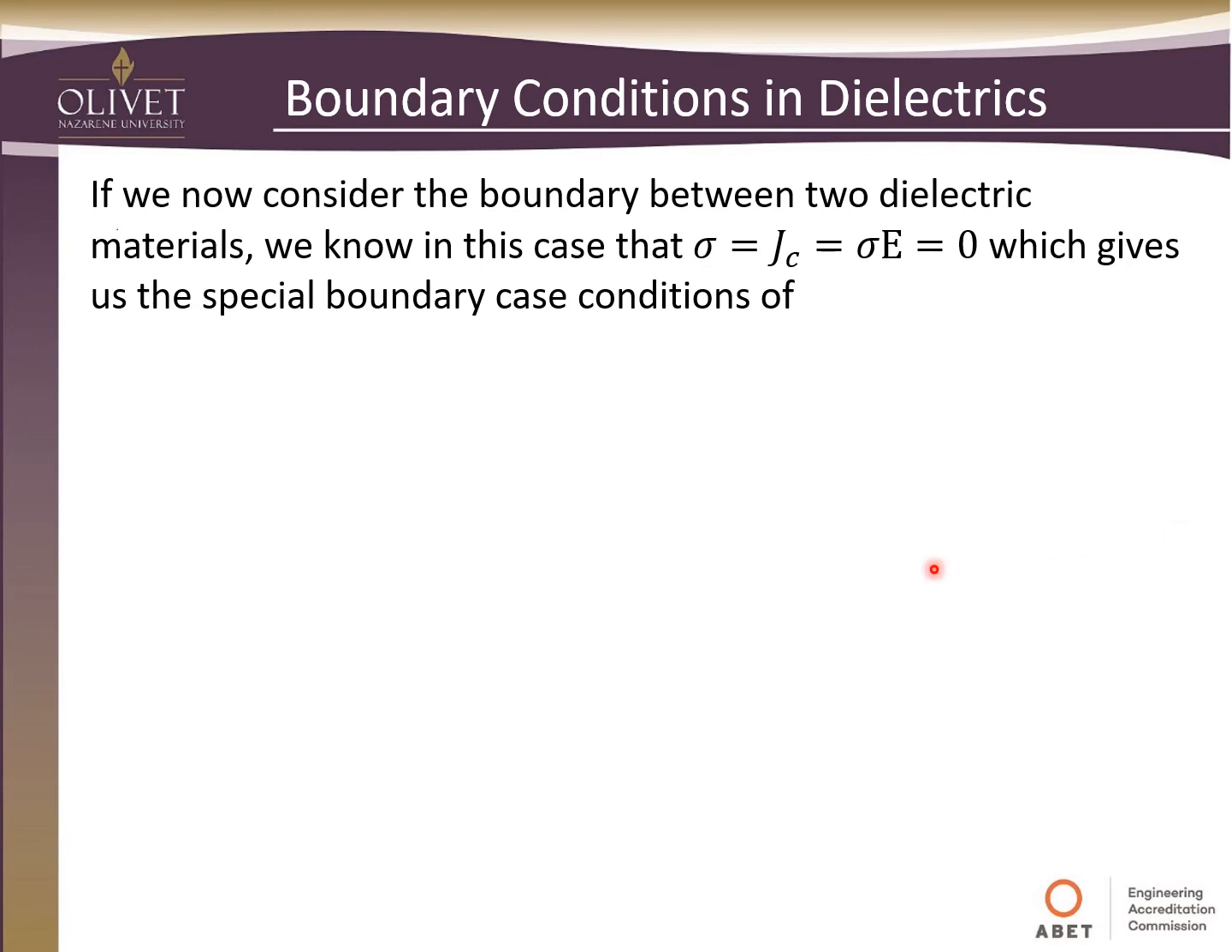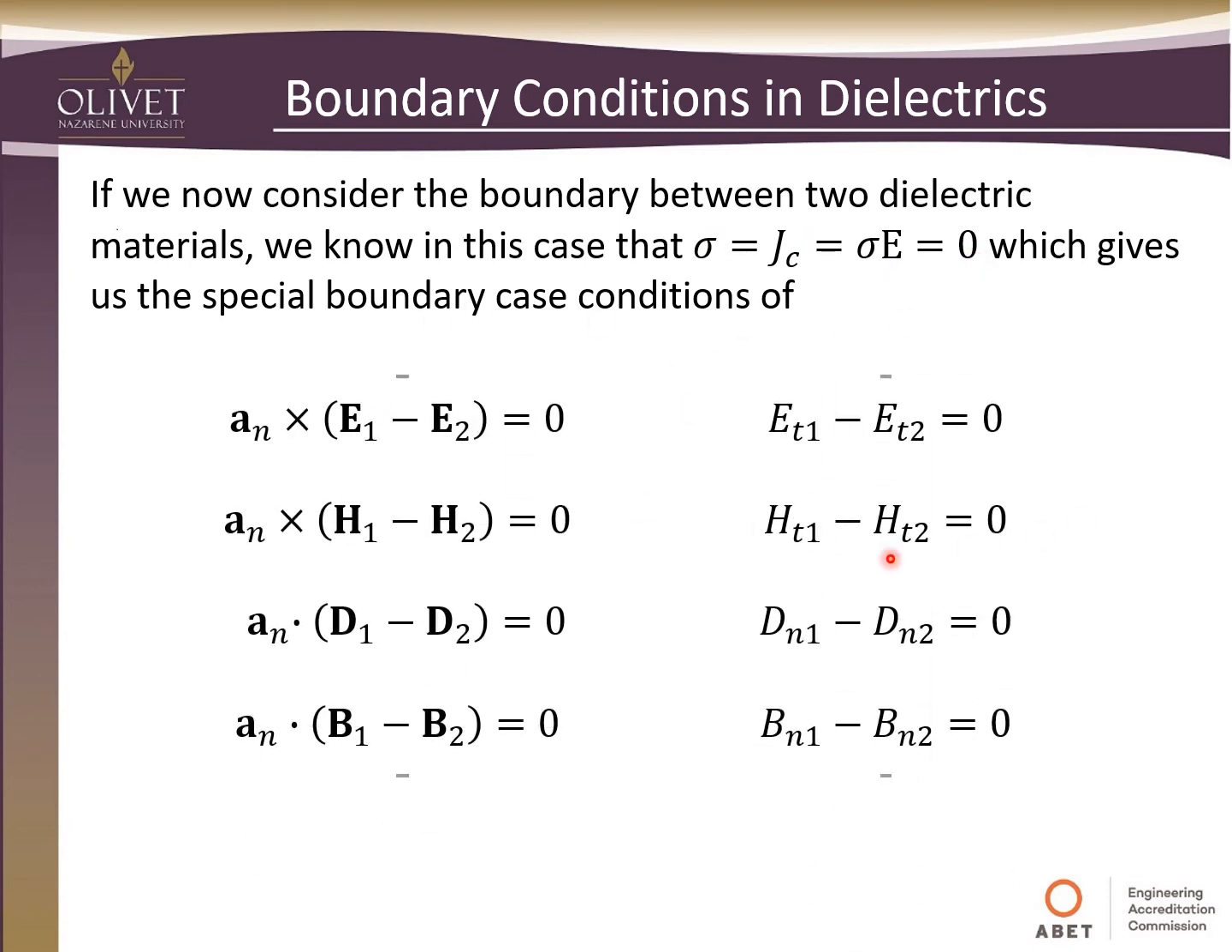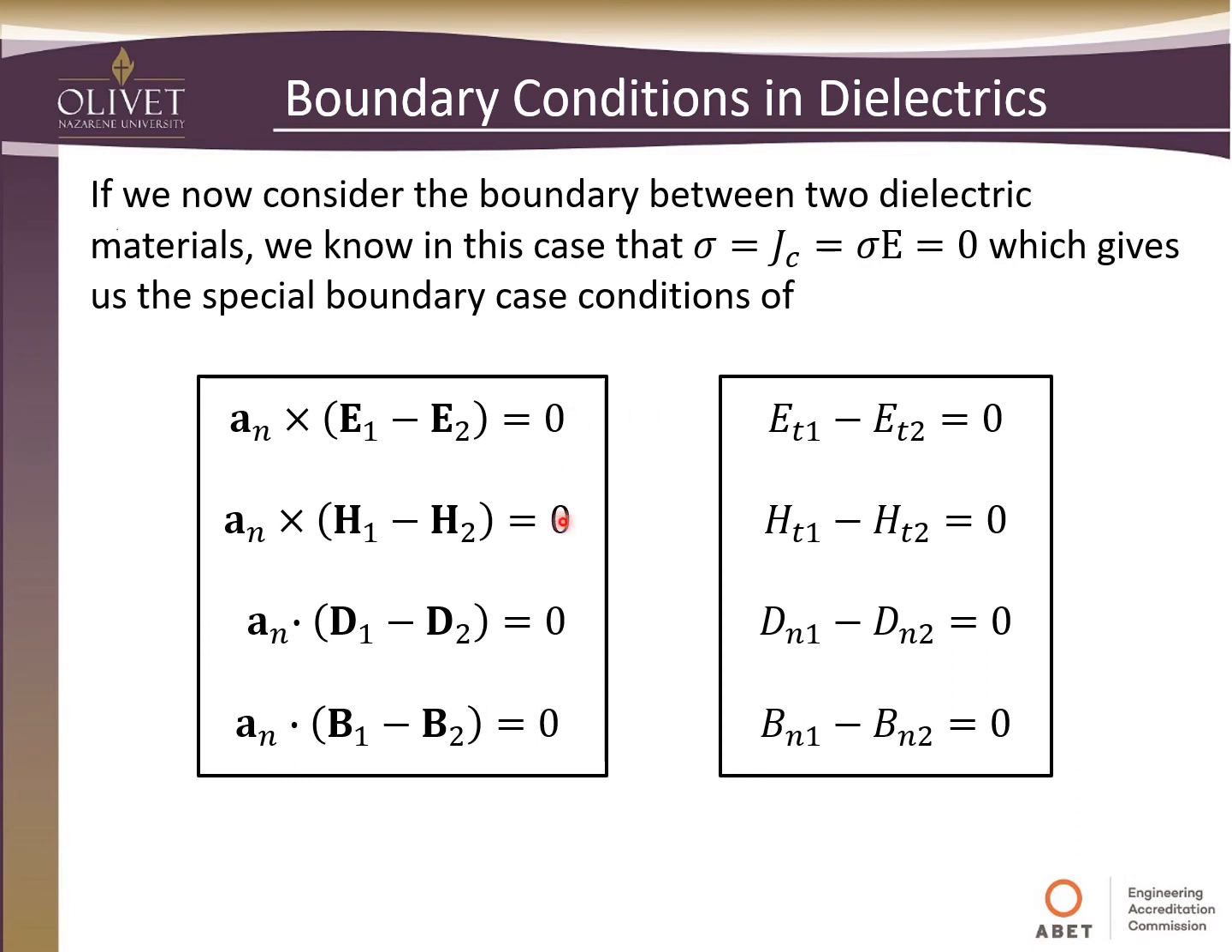So if we now consider the boundary between two dielectric materials, we know that in this case the conductivity, which affects the current density, which is equal to the electric field times the conductivity. Those aren't equal per se, but they're all related, and they all equate that in a dielectric they will be equal and that they'll all be equal to 0. So this gives us a special boundary case condition. So in this case, everything's just equal.